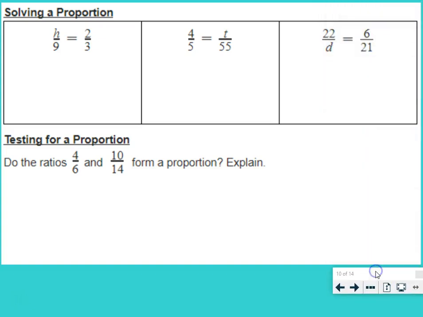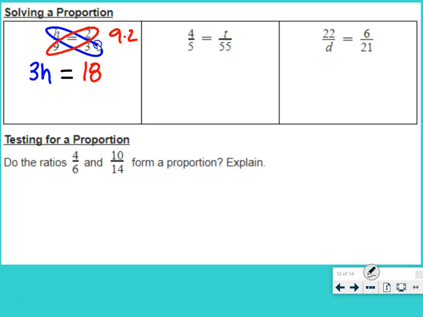Solving a proportion. So to solve a proportion, all we have to use is that cross products property. So we do h times 3, which is 3h. Always an equal sign in the middle. And then do the other diagonal, 9 times 2. 9 times 2 equals 18, so we put 18 there.